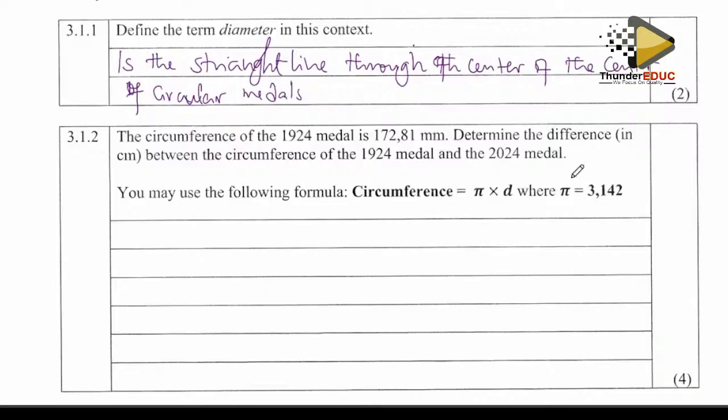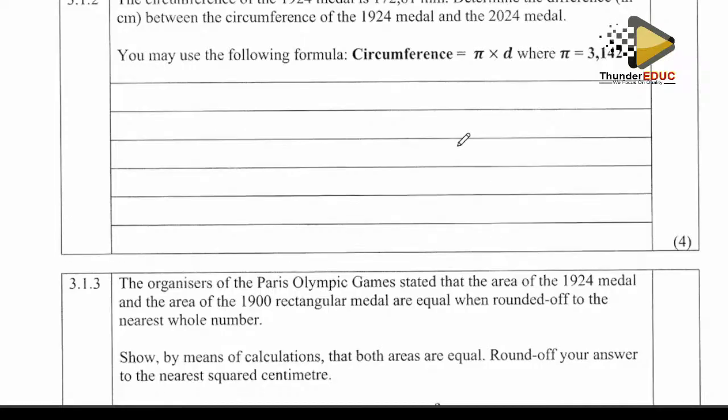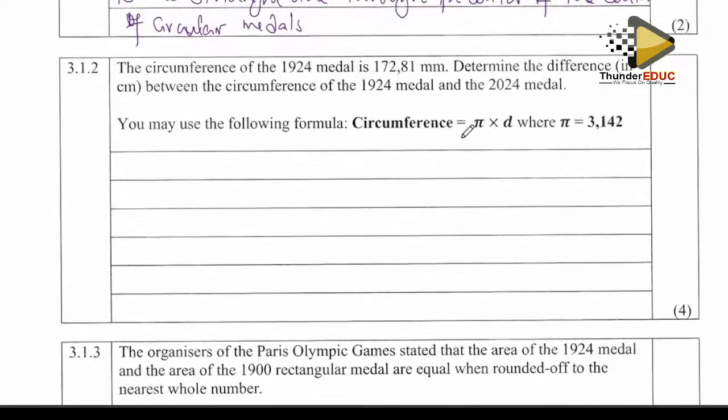All right, the circumference of 1924 medals is 172.81 millimeters. Determine the difference, take note, in centimeters between the circumference of 1924 medals and 2024 medals. So first and foremost, this circumference is already given to us, it's just like perimeter. So straightforward, we need to change it to centimeters.